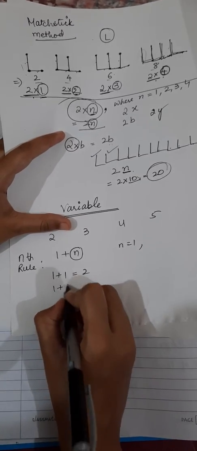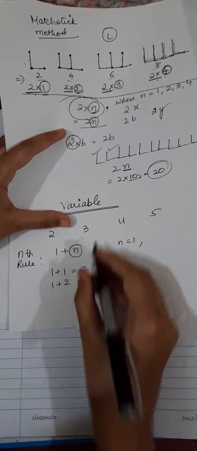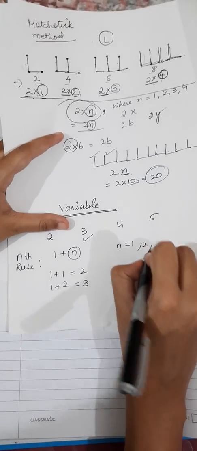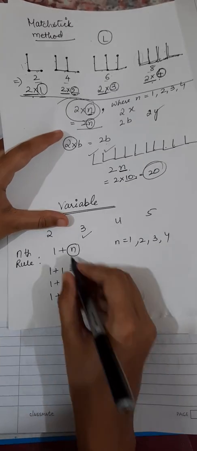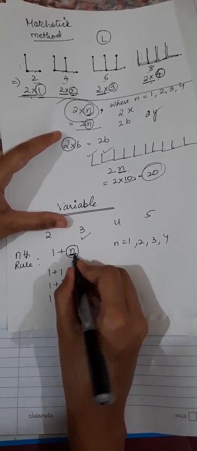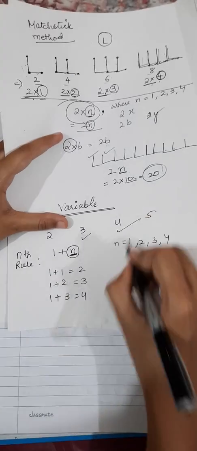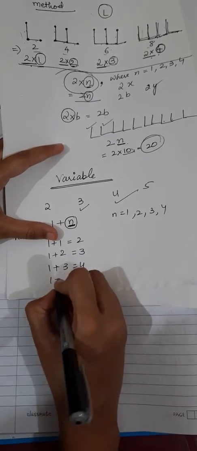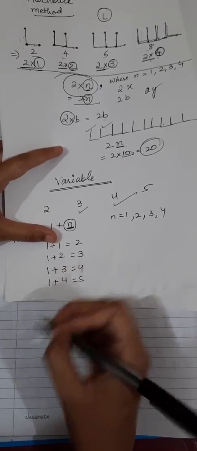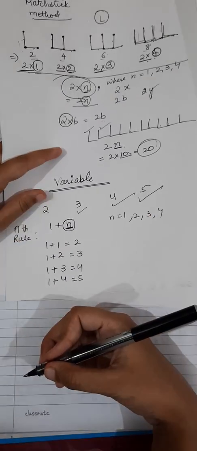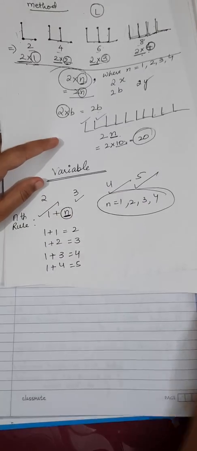If I place n as 2, then it will give me 3. Then if I place 3 instead of this n, this is going to give me 4. If at the place of n I put 4, it will give me 5. So these are the values of n, and this is called the nth rule.